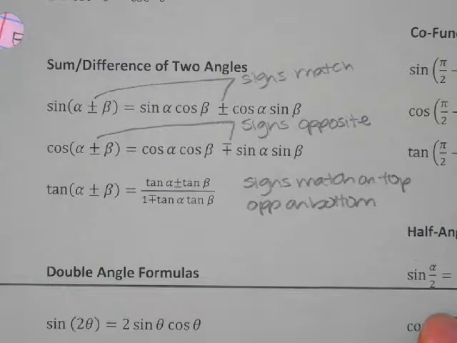Now the tangent formula is a little bit more complicated, which kind of keeps in line with what we expect from tangent, right? It's always a little bit more complicated. Okay, let's do a tangent example.